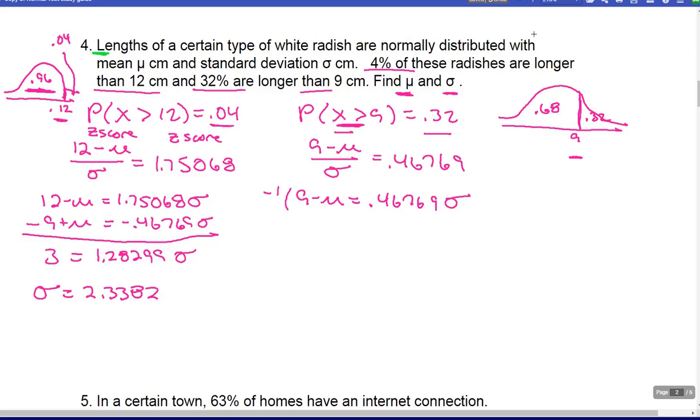How are we going to find the mean? You just plug it into one of the equations that you made. So here's what I'm going to do. I'm not going to write any of this stuff down. This is the standard deviation, right? And it's still in your calculator, right? I'm going to plug it into this. So what do I have to multiply my 2.3382 by? Negative 0.46769.